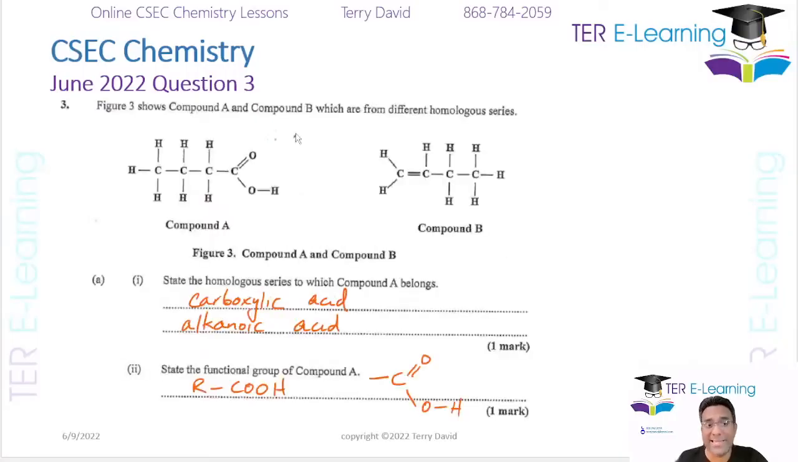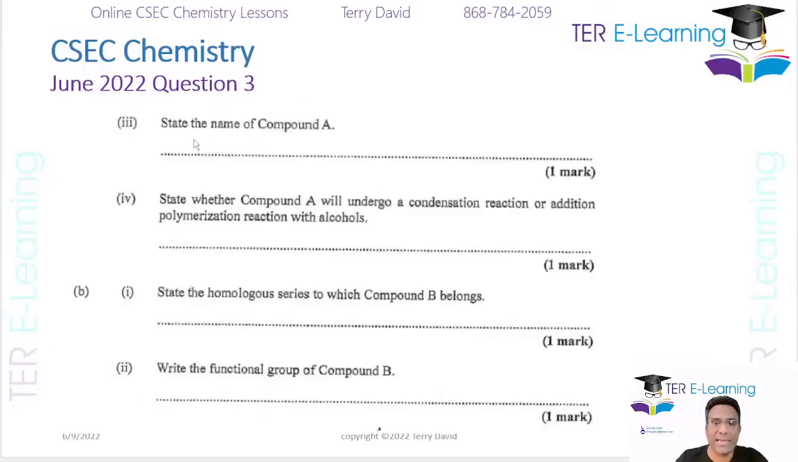Next part, state the name of compound A. So we already know A is an acid, so we need to see how many carbons we have in it. Some students tend to miss out one of the carbons, but if you look carefully, you have 4 carbons. So if it's 4 carbons, the root name has to be bute. So this is butanoic acid. That's the name of compound A.